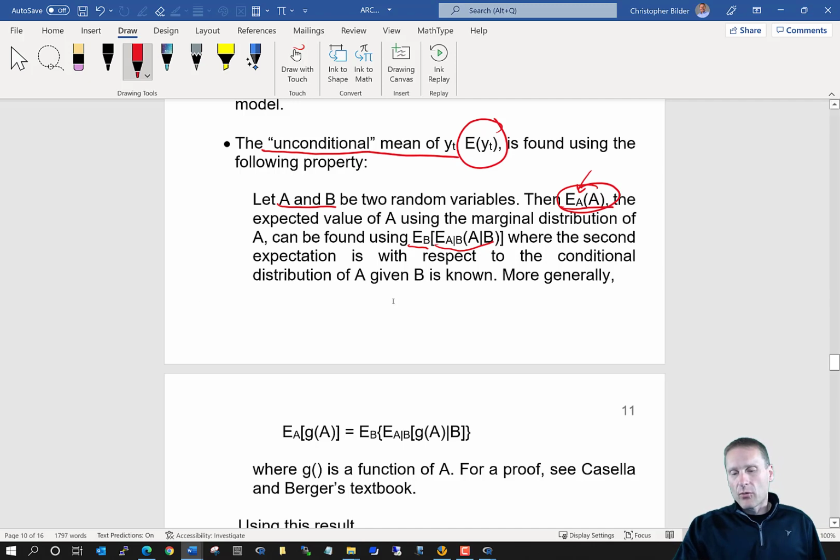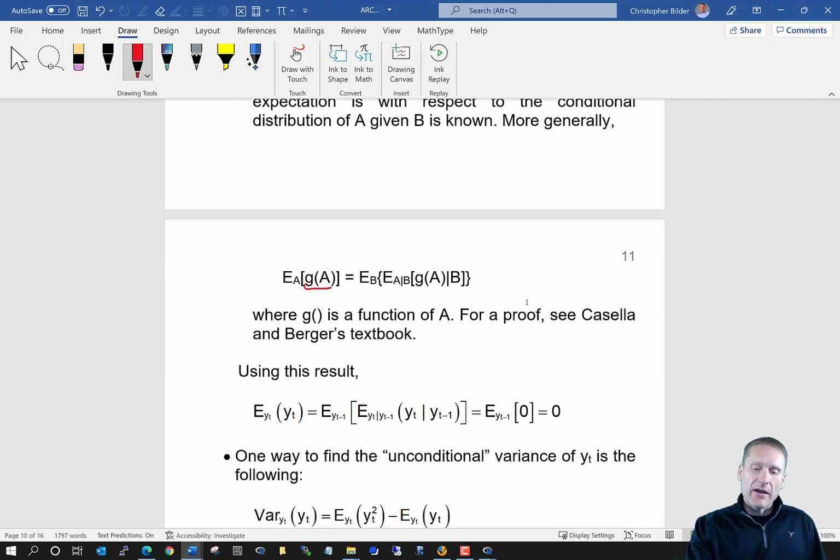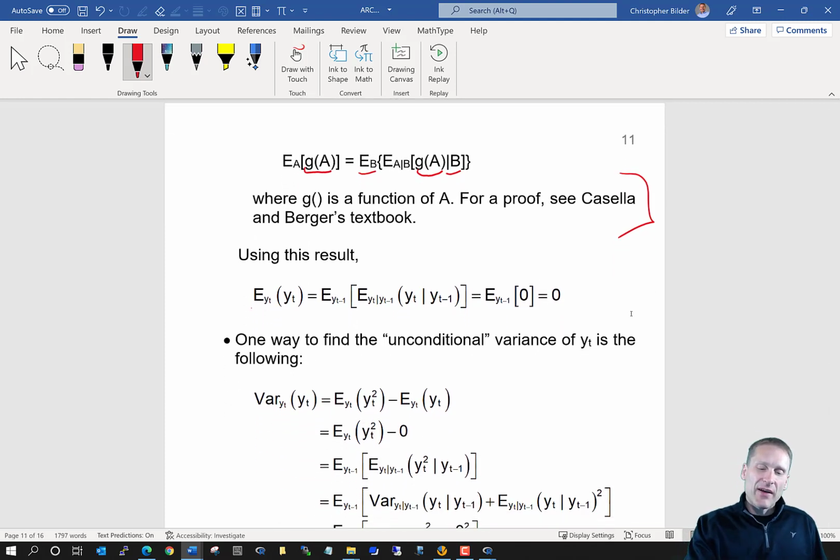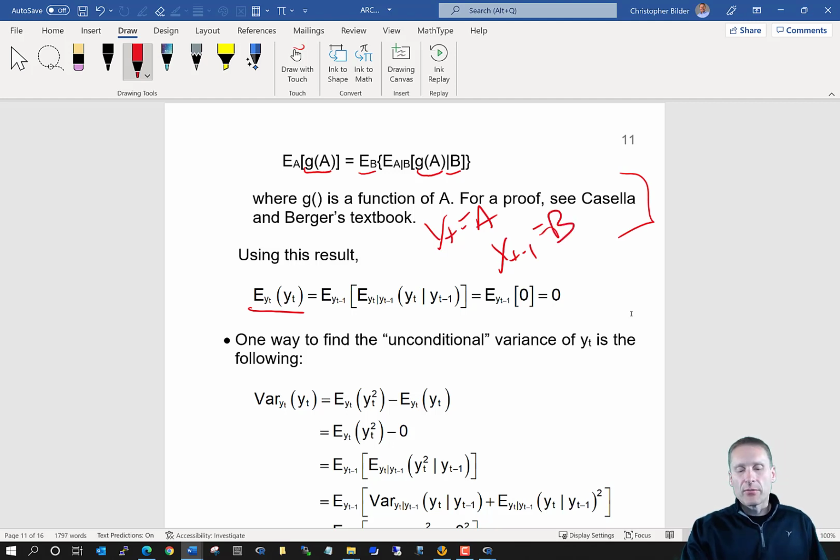In a more general way, let's say I want the expected value of some function of a with respect to the distribution for a. I could write this as the expected value with respect to the distribution of b of the expected value with respect to the distribution of a given b of g of a given b. If you want to see an actual proof of that, this is typically found in many mathematical statistics textbooks. So applying that idea here, let's find the expected value of y sub t with respect to the distribution for y sub t. Y sub t is going to play the role of a, and y sub t minus 1 is going to play the role of b in the previous expression.